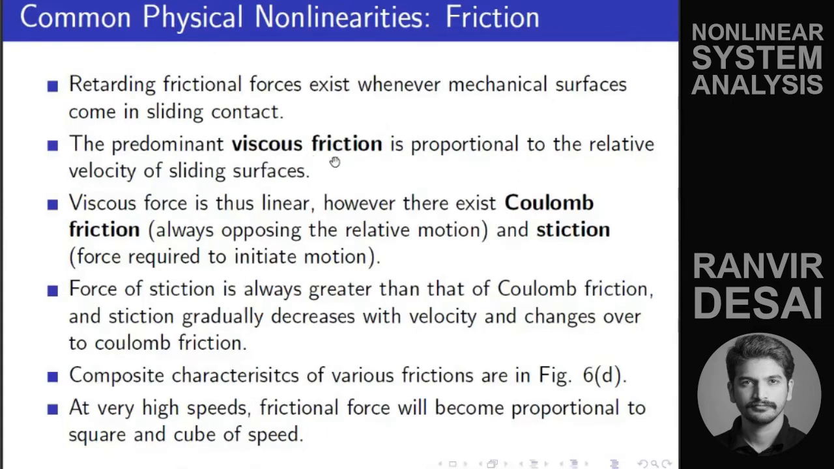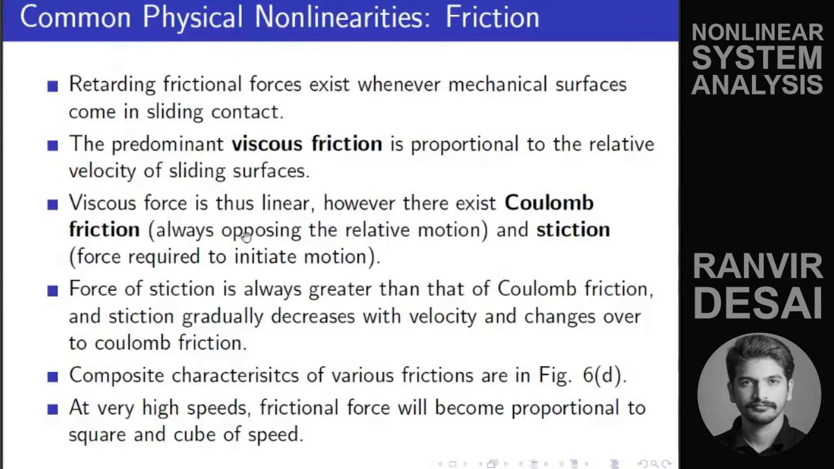Okay, and viscous friction is a kind of a linear relation between the force applied and the velocity of those two moving surfaces. Relative velocity means one surface is going, let's say, leftward by 5 meters per second, another surface is going rightwards by 10 meters per second. So the relative velocity will be 5 meters per second. On that relative velocity, it is acting viscous friction. This is the most common thing. Now, the nonlinearities are added because of Coulomb friction and stiction.